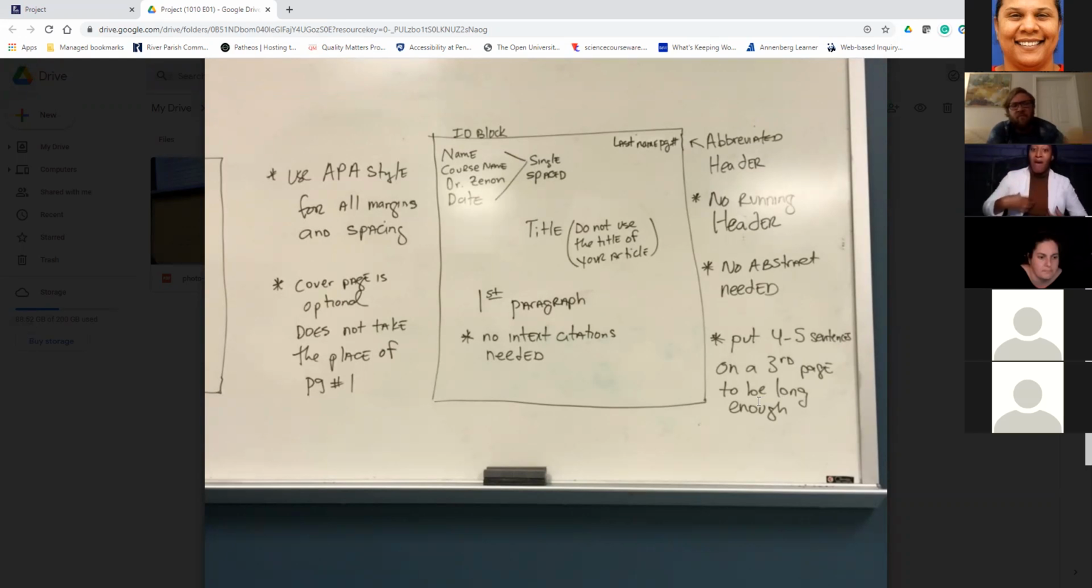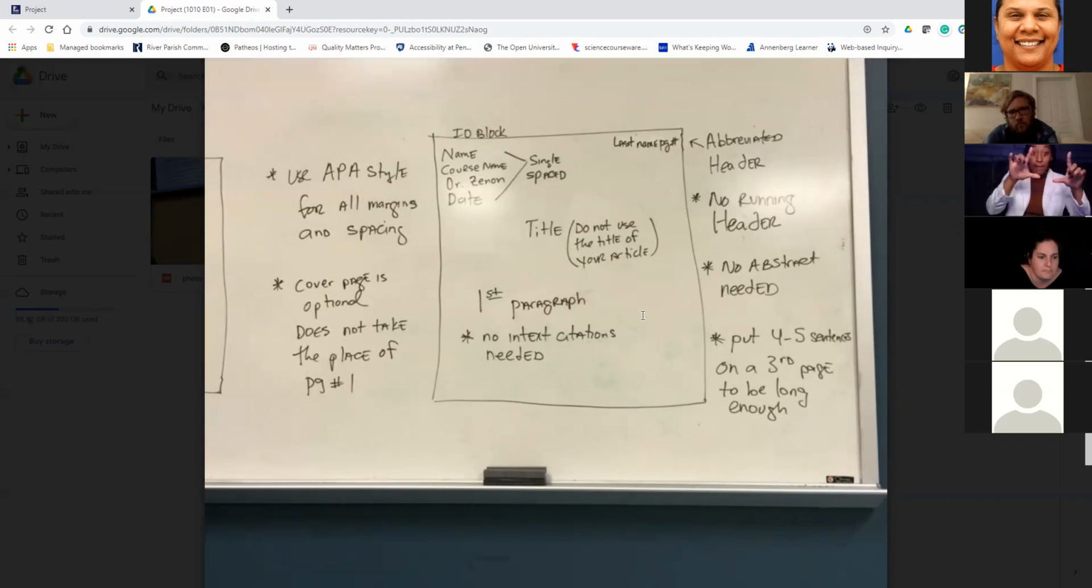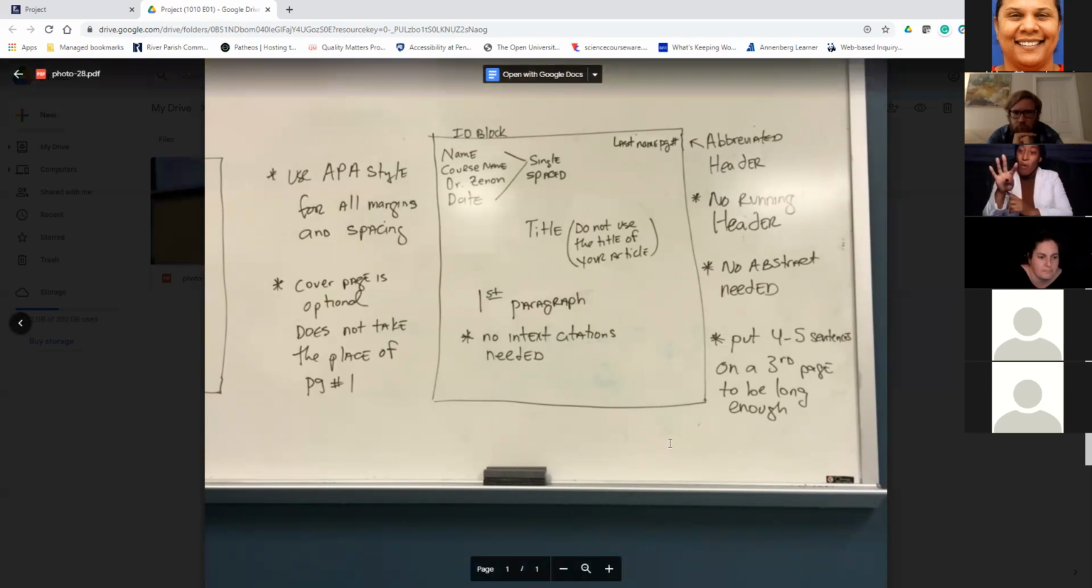Let me explain that. Your summary is to be 2 pages long from your first sentence to your last period. So when I say 2 pages long, I don't mean on 2 pages, I mean 2 pages long. So all this stuff up here at the top, the ID block, the title, the abbreviated header, that's not counted in the page count. When you start your first sentence, that starts the page count. So you need about 4 to 5 sentences on a third page to meet the length requirement. Okay? Does that make sense to you?